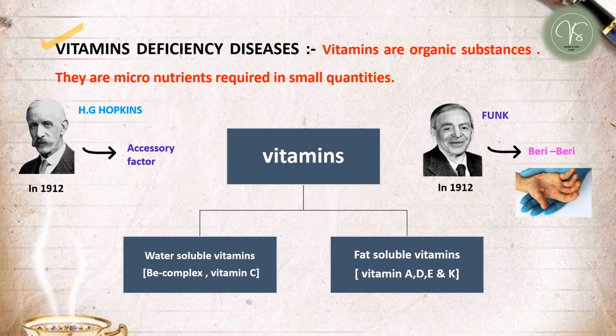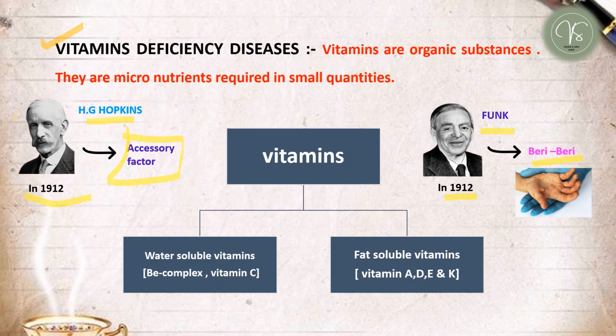It was Sir H.G. Hopkins who conducted systematic studies, and he discovered in the year 1912 that milk has some substance required for growth, and he called it an accessory factor. In the same year, another scientist, Funk, discovered a substance in rice husk that prevented a disease called beriberi in Japanese sailors who were eating polished rice. Based on the chemical nature, he named it vitamins.